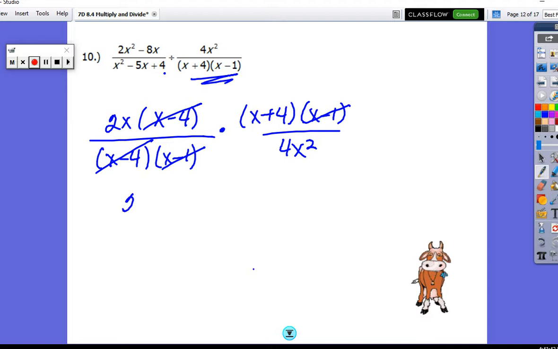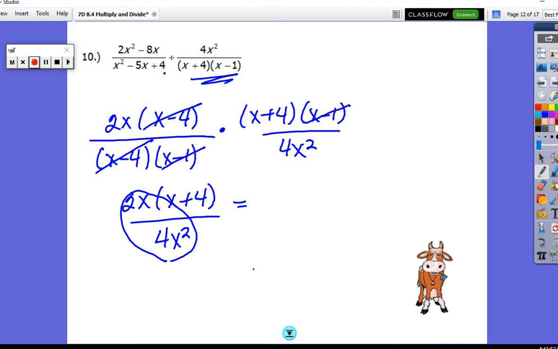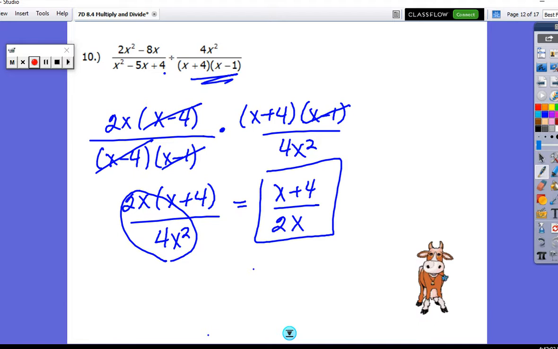Alright, let's see what we've got and see if we're done. I've got 2x on the top, x plus 4, and a 4x squared on the bottom. Alright, so these can simplify to what? Let's see, we're going to have x plus 4 on the top, 2 over 4 gives me a 2 on the bottom, and then an x. x over x squared gives me an x. So that's my final answer.